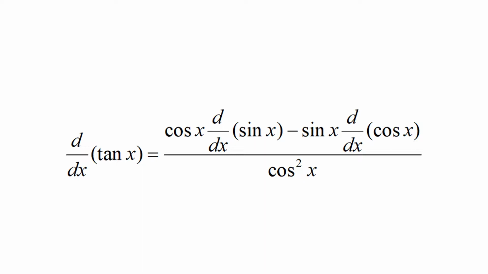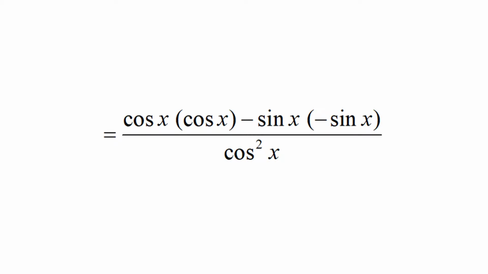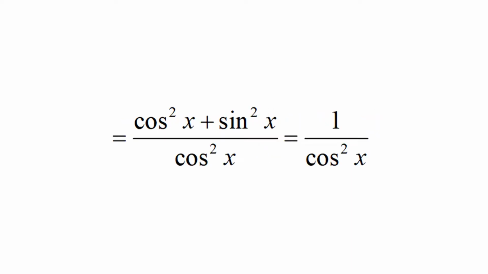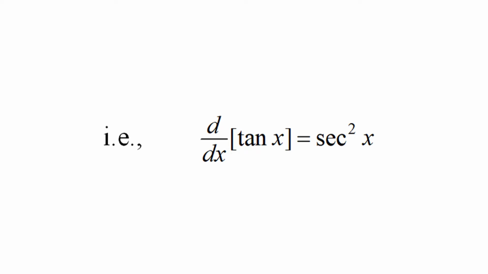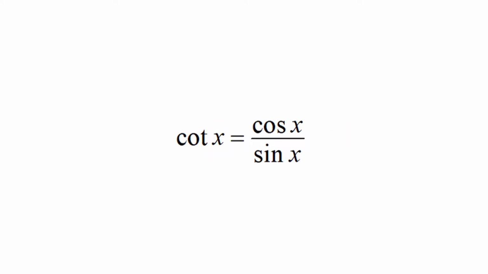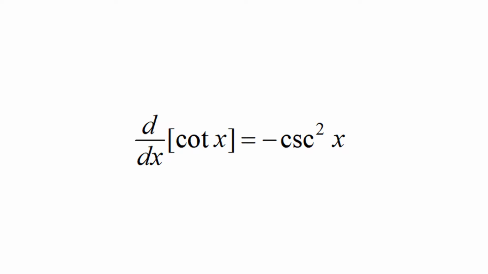Using the derivatives, cos x into cos x minus sin x into minus sin x, all divided by cos square x, that equals cos square x plus sin square x all divided by cos square x, that equals 1 by cos square x, that is d by dx of tan x is equal to sec square x. Proceeding similarly, using the relation cot x equals cos x by sin x, it can be seen that d by dx of cot x equals minus cosec square x.